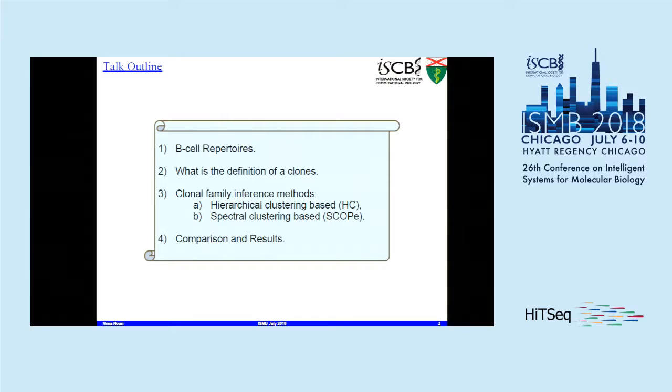Just the outline of the talk, I first discuss the type of the data we play with, namely what we call B-cell repertoire. Then I will discuss the definition of a clone, what we call a clone, and then I will introduce two different methodologies that we have developed to infer the clone relationship, namely a hierarchical clustering-based method and also a spectral clustering-based method. I will refer hereafter to them as HC and SCOPe. And then at the end, I will present some results to compare these methodologies.